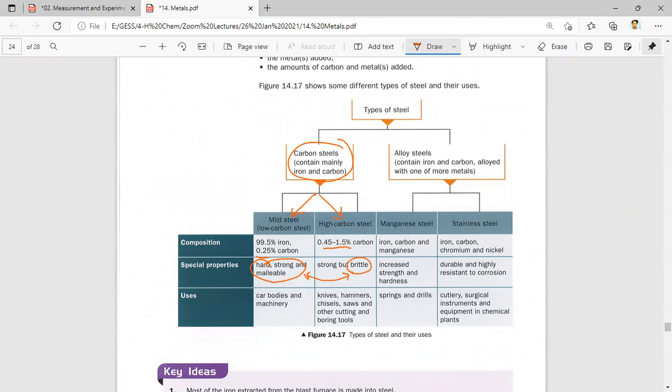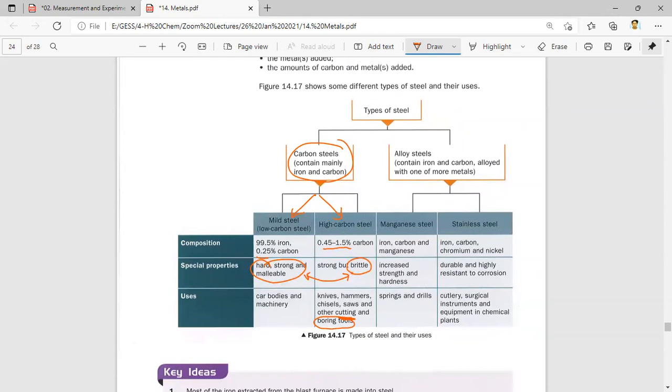So the key idea here is, if I mix more carbon in the iron, do you realize that you will disrupt the arrangement more and actually make it even stronger? That's why you realize it's used for boring tools, used for cutting. So it's actually quite an interesting idea behind this mild and low carbon steel and the high carbon steel.